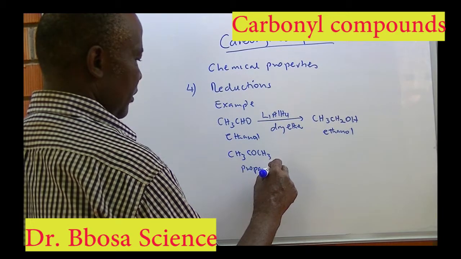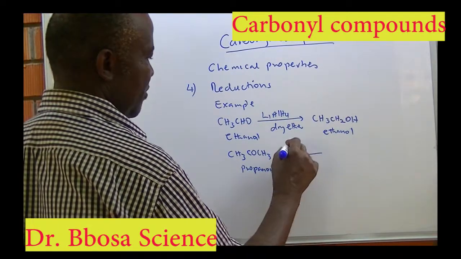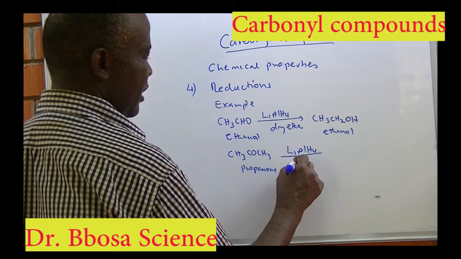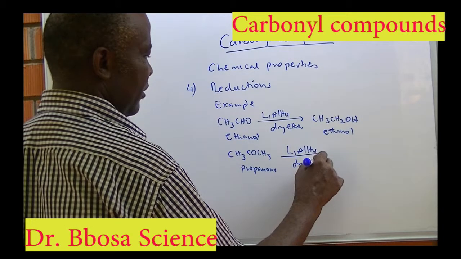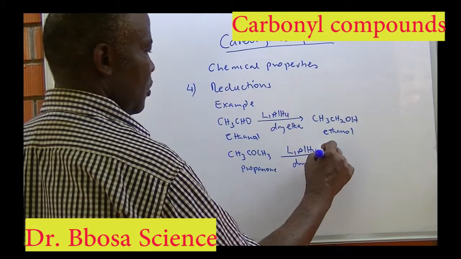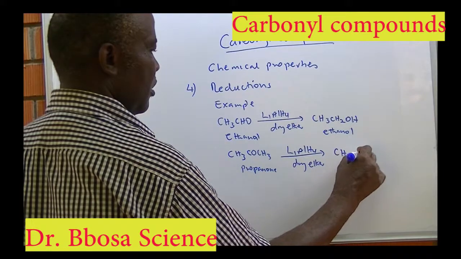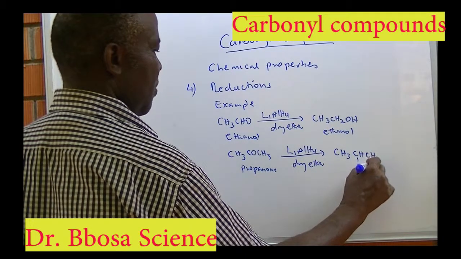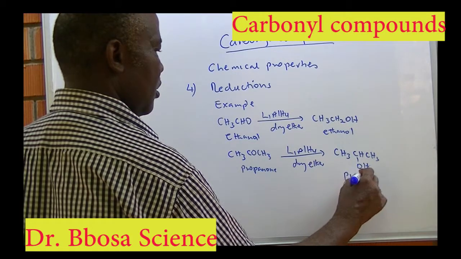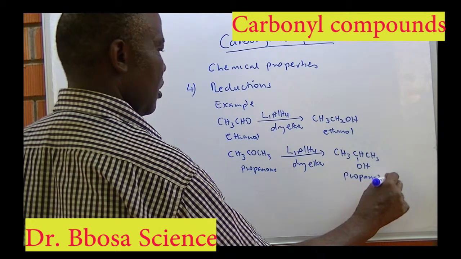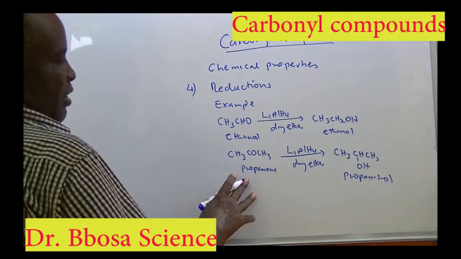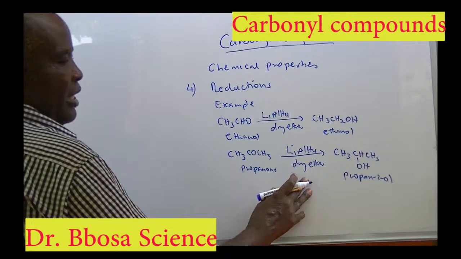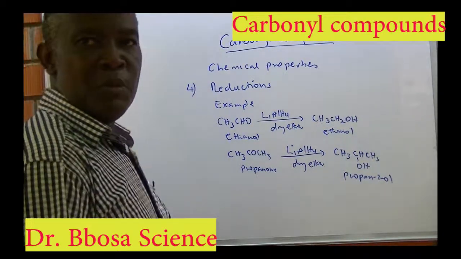Propanone is reduced by lithium aluminium hydride in dry ether to propan-2-ol. Propanone is reduced by lithium aluminium hydride in dry ether to propan-2-ol.